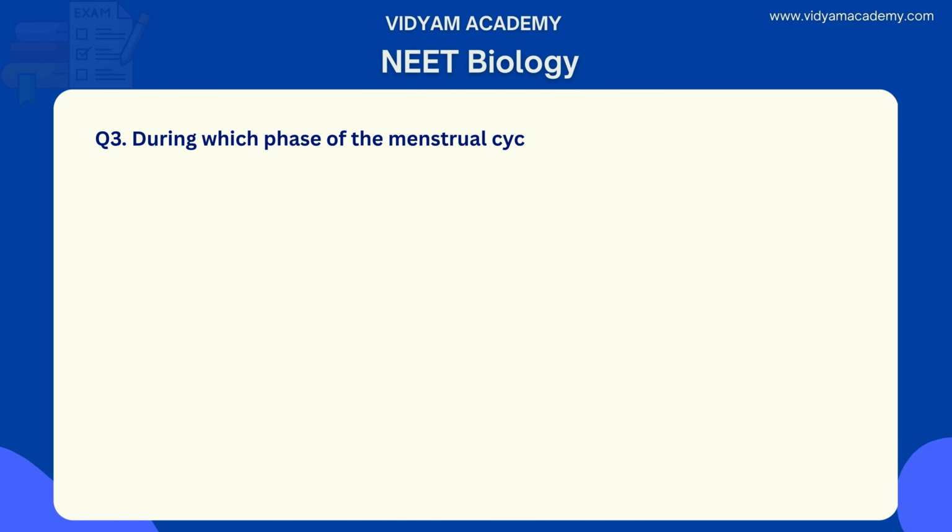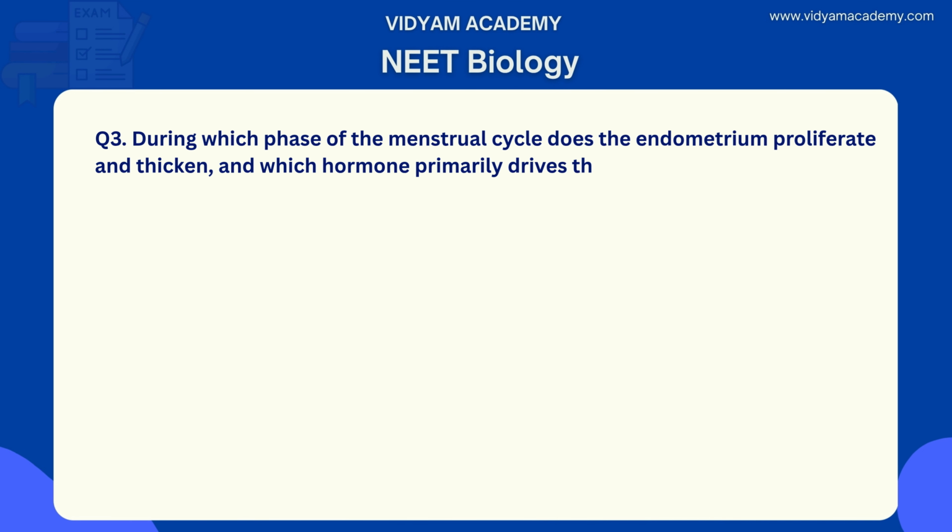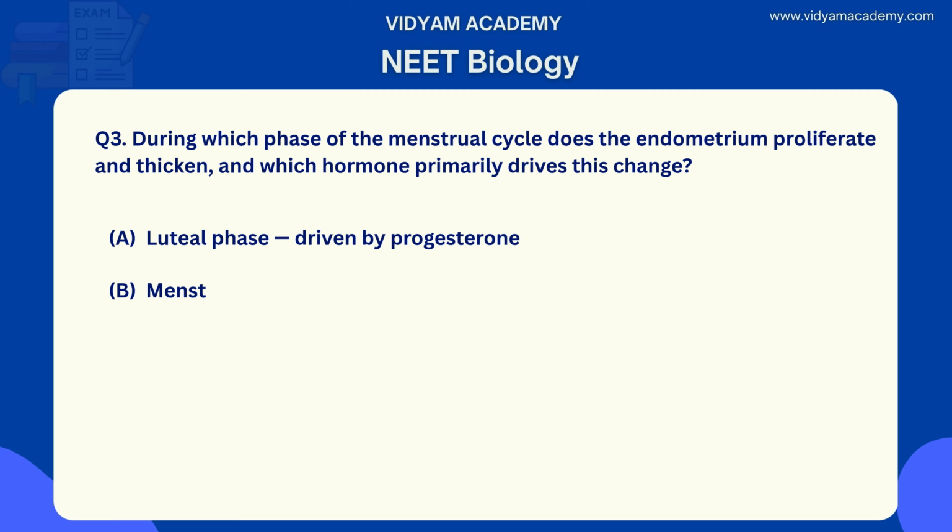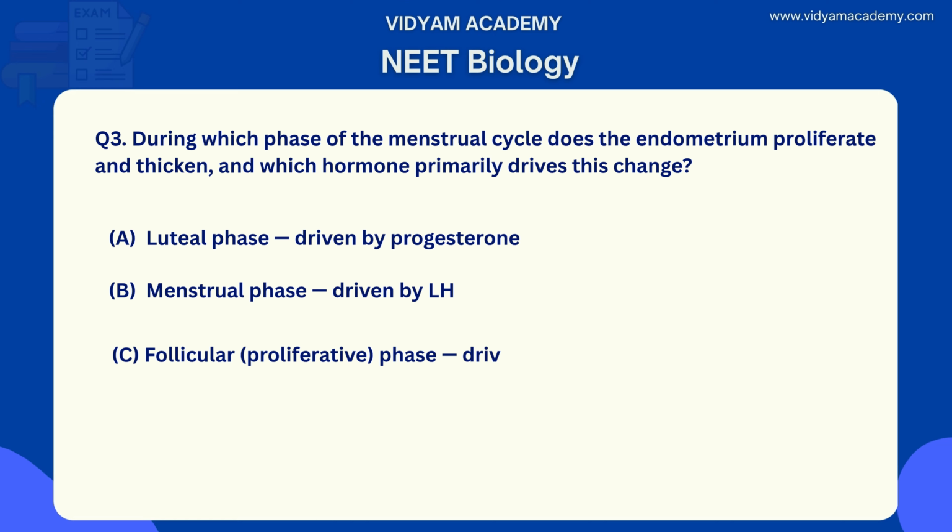Let's move to question number 3. During which phase of the menstrual cycle does the endometrium proliferate and thicken, and which hormone primarily drives this change? Option A, luteal phase driven by progesterone. Option B, menstrual phase driven by LH. Option C, follicular phase driven by estrogen, the proliferative phase. Option D, ovulatory phase driven by FSH.